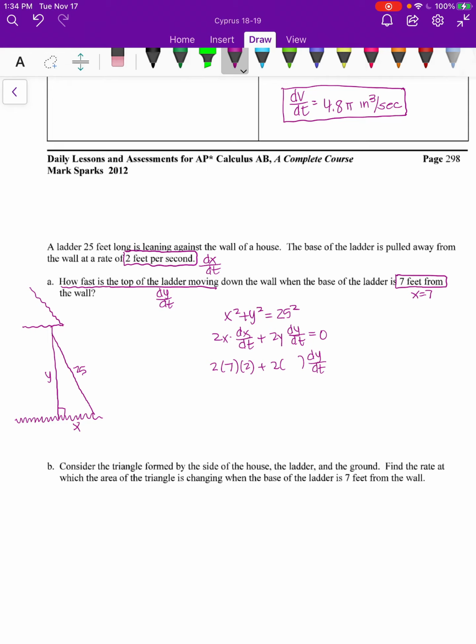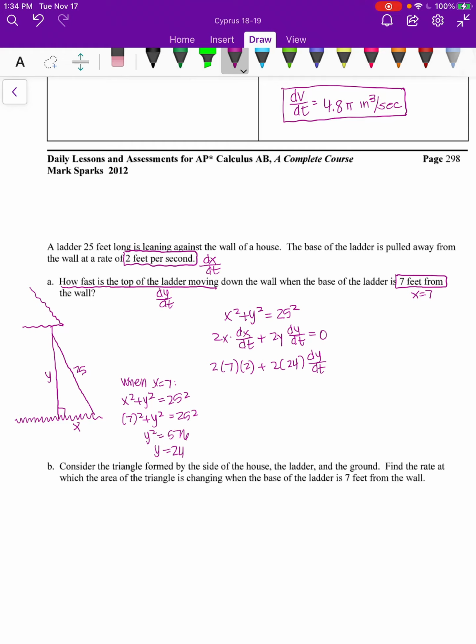So this y value is when x is 7. So when x is 7, the hypotenuse, the ladder, is 25. I can figure out what y is by using the Pythagorean theorem. I'm going to do that work off to the side here. So when x equals 7, then x squared plus y squared equals 25 squared will really look like 7 squared plus y squared equals 25 squared. And I can get y by itself. So y squared is going to end up being 576. So y is 24.